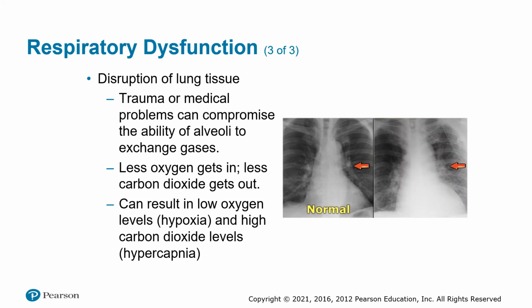You can have a disruption of lung tissue. This can be a trauma or medical problem that can compromise the ability of the alveoli to exchange gases. CHF, COPD, all of those things can cause the alveoli to not be able to exchange gases. The less oxygen gets in, the less carbon dioxide gets out. This can result in low oxygen levels, or hypoxia, and high carbon dioxide levels, or hypercapnia.